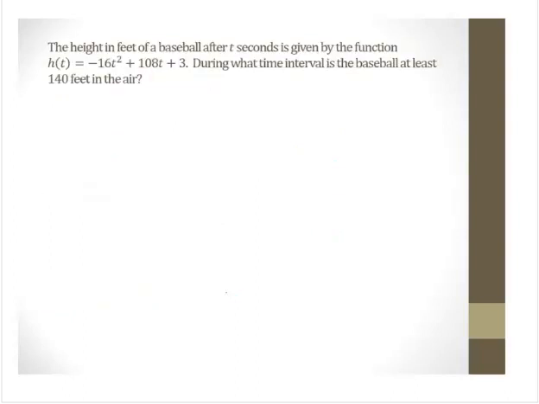All right, let's consider a couple of applications. First, the height in feet of a baseball after t seconds is given by the function h of t is negative 16t squared plus 108t plus 3. During what time interval is the baseball at least 140 feet in the air? So at least means greater than or equal to. So we want h of t to be greater than or equal to 140.